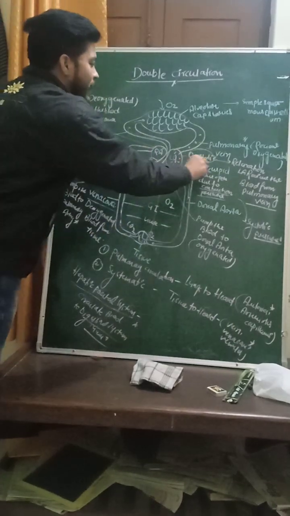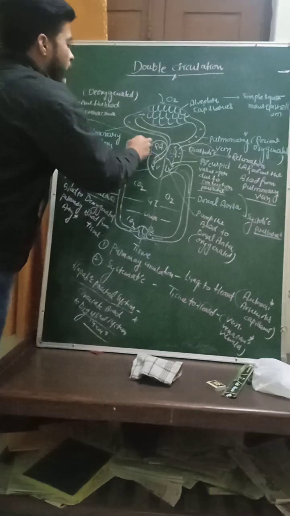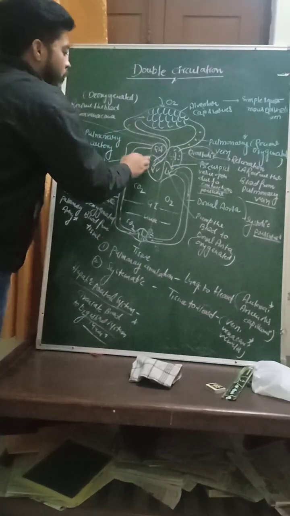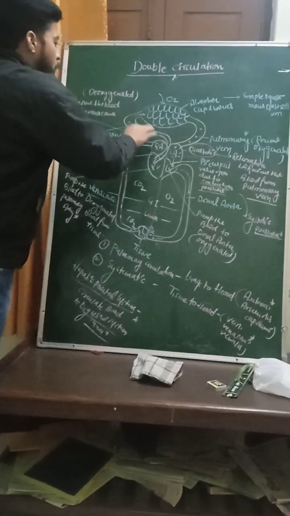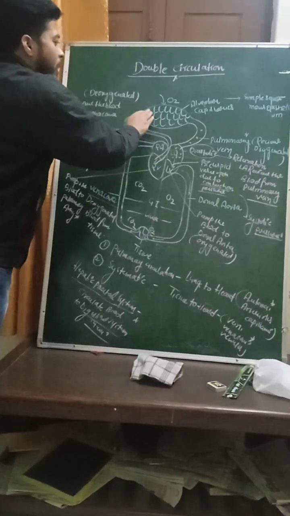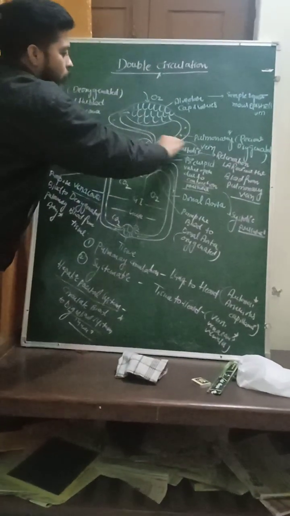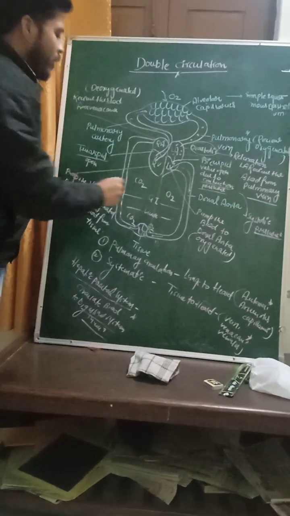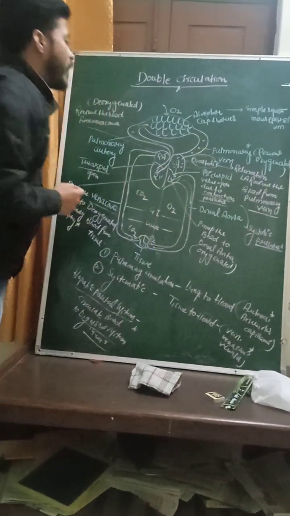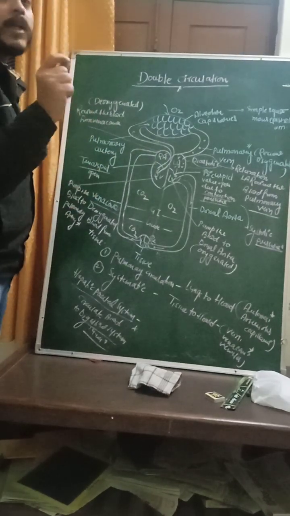So up to here, that is called pulmonary circulation. When the blood comes from the right atrium and goes to the right ventricle and is pumped into the pulmonary artery, and then goes into the lung alveoli, that is the pulmonary circulation. And another circulation, that is systemic circulation, which transports the blood to the tissues and organs and then empties the blood to the right atrium. This is called systemic circulation.